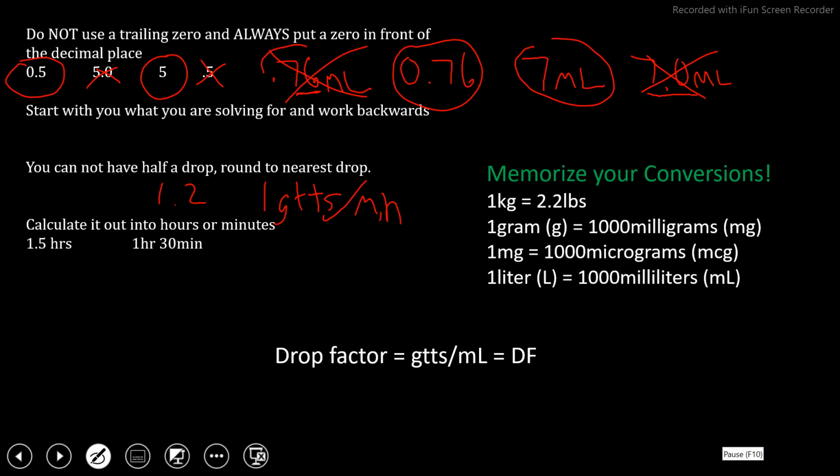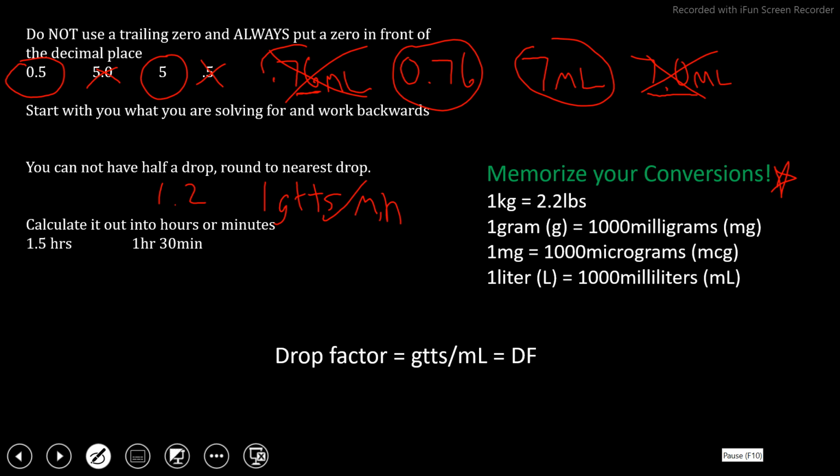When you're solving for time, make sure to calculate it out into hours and minutes. You're not going to go tell the doctor that the patient will be ready for their procedure in 1.5 hours. You need to say 1 hour and 30 minutes. Also, memorizing your conversions is very important. On tests and things, they're not going to have a table up there for you to go reference.